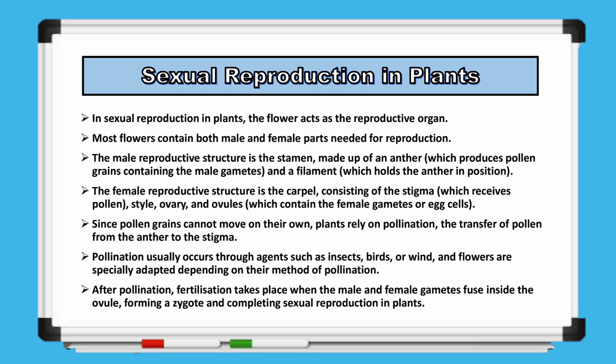Because pollen grains cannot move by themselves, plants depend on pollination, which is the transfer of pollen from the anther to the stigma. This transfer is usually carried out by agents such as insects, birds, or wind, and flowers have special adaptations based on their method of pollination. After pollination, fertilization occurs when the male and female gametes fuse inside the ovule. This fusion forms a zygote, completing the process of sexual reproduction in plants.